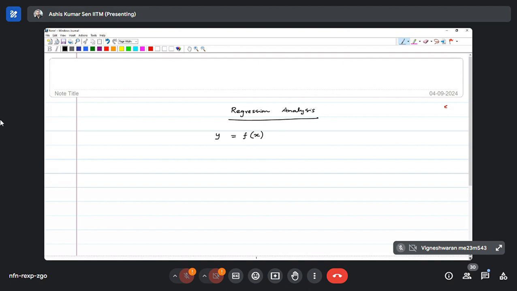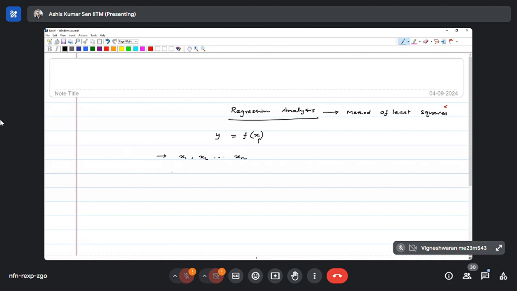Okay, so before that, we need to talk about what is called method of least squares, because regression analysis is based on the method of least squares. So what is method of least squares? Let's say you make some measurement for x. So you have measured data x1, x2 up to xn, right? So these are a set of observations.